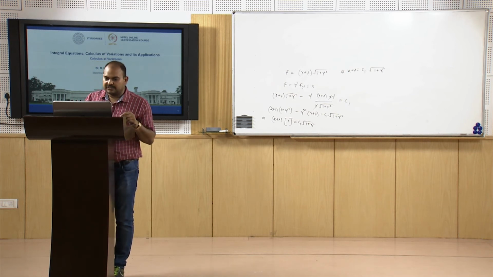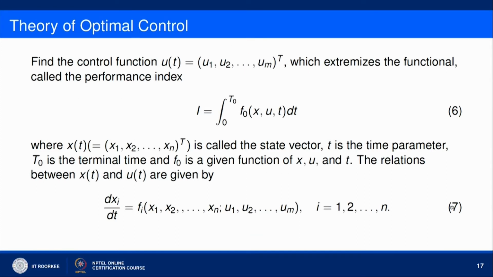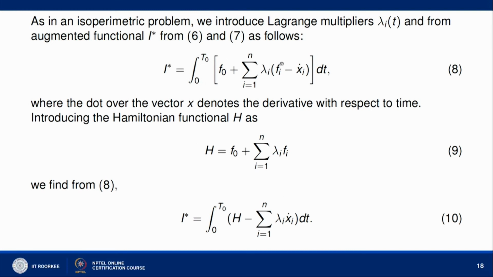So as in an isoperimetric problem, we introduce Lagrange multipliers lambda i and form the augmented functional I star, which is given as the integral from 0 to t naught of f naught plus the summation i equal to 1 to n of lambda i times fi minus xi dash. So the previous equation number 7 can be written as fi minus xi dash is equal to 0. So these can be considered as constraints given in terms of differential equations. So here we form the functional I star, which is given by this.